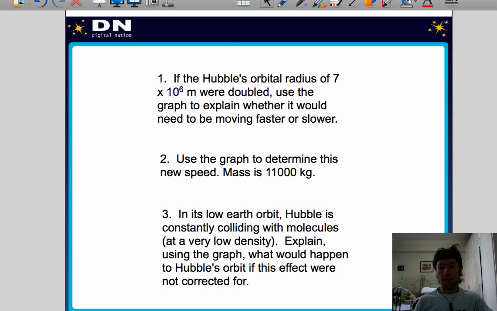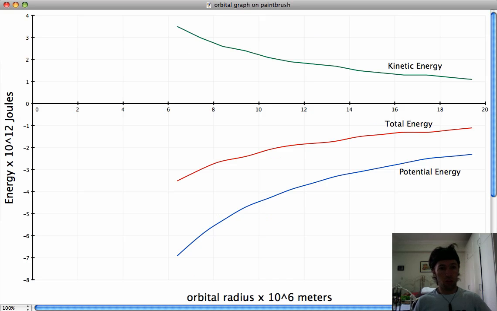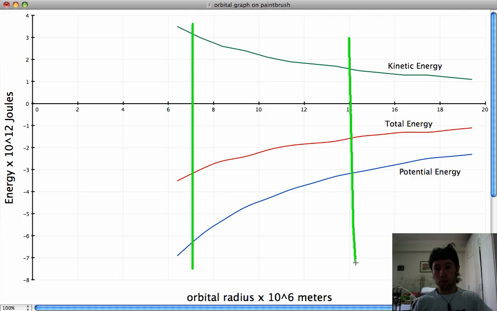Let's go back to the graph. Currently, the Hubble telescope is at about 7 million meters. So that's this radius. If we double it, put it out here at 14 million meters, that, first of all, would probably be a bad idea, because that is probably well beyond the zone that the space shuttle, if there were a space shuttle anymore, could probably no longer service it.